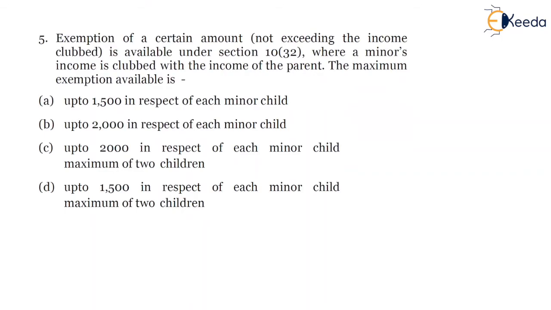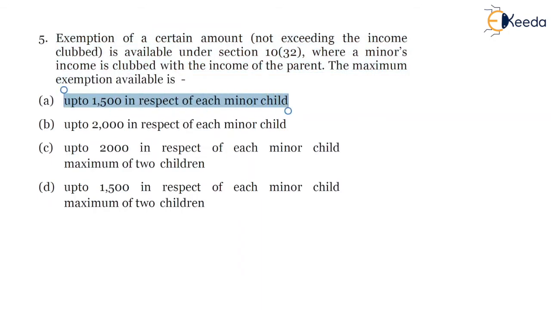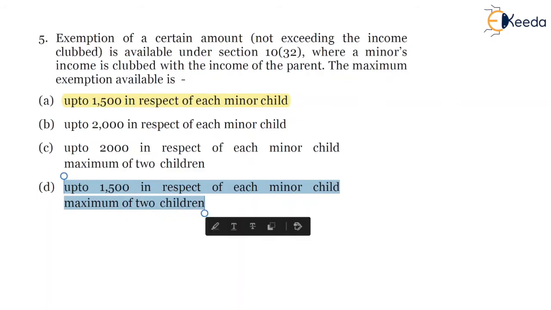Next is: exemption of a certain amount not exceeding the income clubbed is available under section 10(32). Where a minor's income is clubbed with the income of the parent, the maximum exemption available, as you are aware, is 1500, right? So up to 1500 in respect of each minor child, yes. Up to 2000, no. Up to 2000 in respect of each minor child, maximum of two children, no. And up to 1500 in respect of each minor child, maximum of two children, no. It is available to the parent in the case of each and every child; even if the children exceed two, the exemption will continue to apply for each and every minor child.